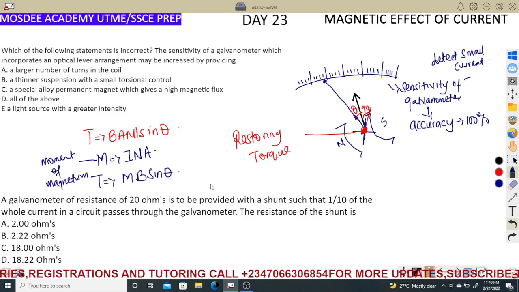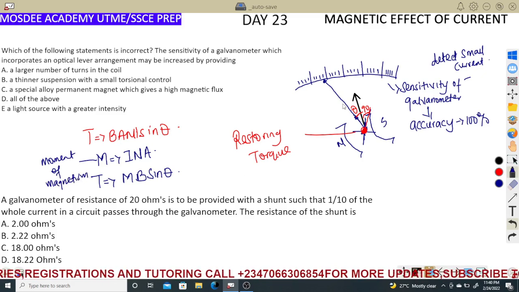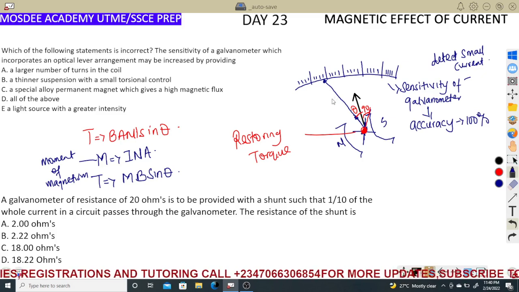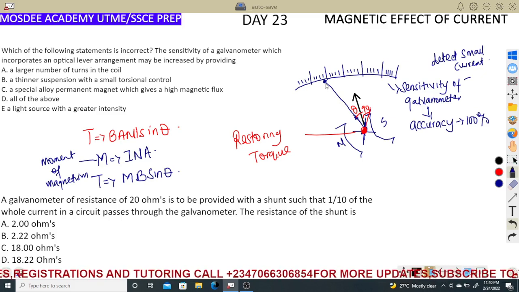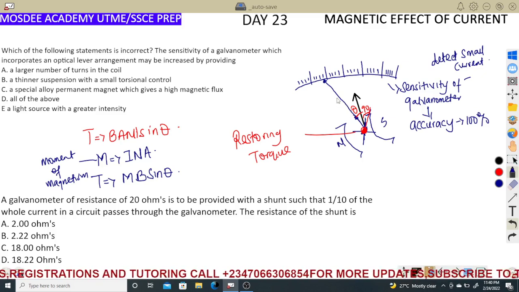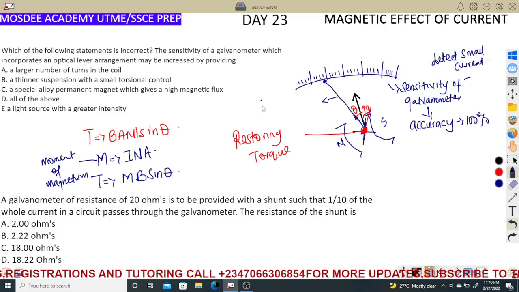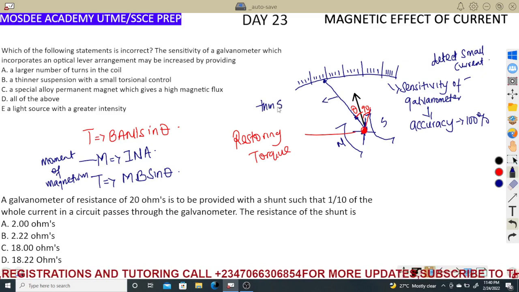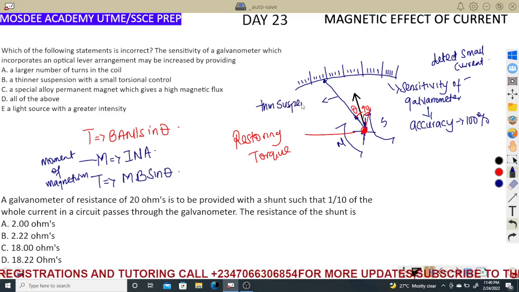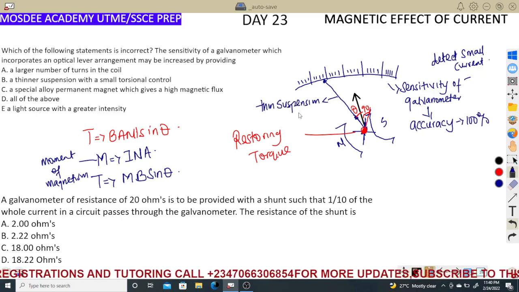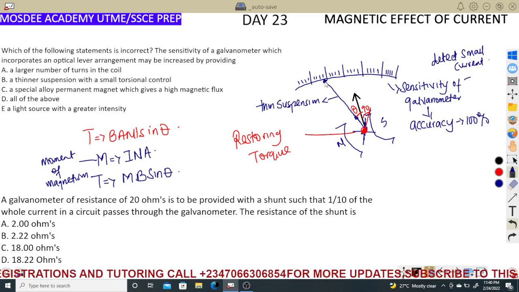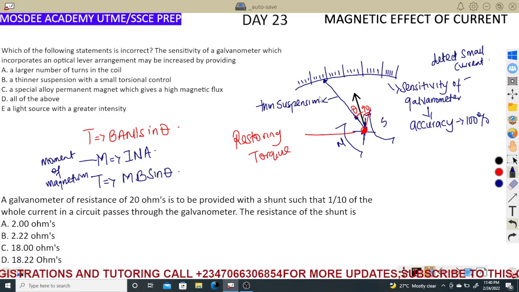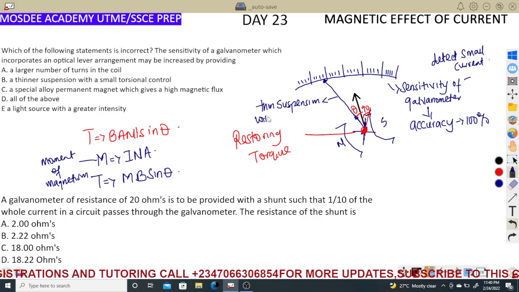Now, to continue, as this thing is rotating, listen, it is being deflected. So it is always advisable for you to use what we call a thin suspension so that it can deflect. We use a thin suspension that has a small horizontal control. This thing must be small. So it's always a thin suspension with small.